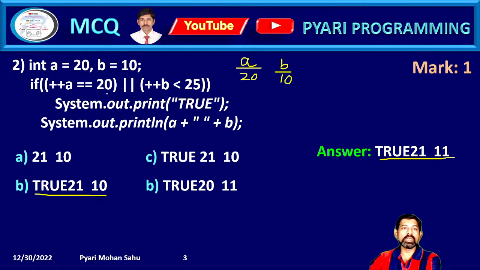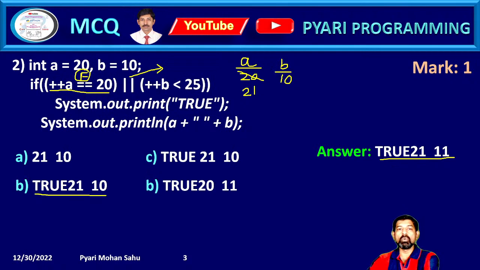Okay. Now after this I am using plus A, that is pre-increment. So that's why it will become 21. Fine. Now 21 is equal to 20, the condition will be violated. It becomes false. Now look at your OR. OR says that if one of the conditions is true, the result is true. But the first answer is false.